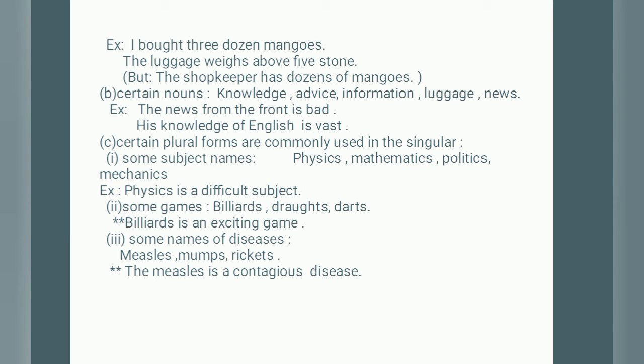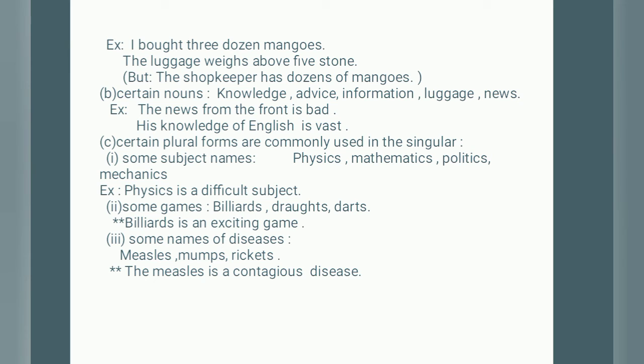As an example, we can say that I bought 3 dozen mangoes. Here if you notice, we are talking about 3 dozen, which is more than one, so it should be dozens, but it remains unchanged. That's the special exception. And the luggage weighs above 5 stone, not 5 stones, because the numerical quantity 5 comes first, then the word.